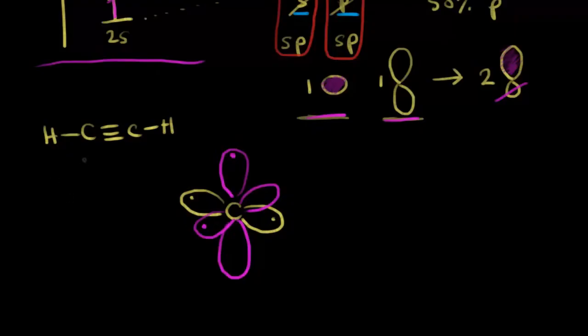So let's say that was this carbon over here on the left, and so now let's go ahead and draw in this carbon on the right. This carbon on the right is also sp hybridized. Therefore, this carbon on the right has an sp hybrid orbital with one valence electron in here, and then another sp hybrid orbital with one valence electron here.